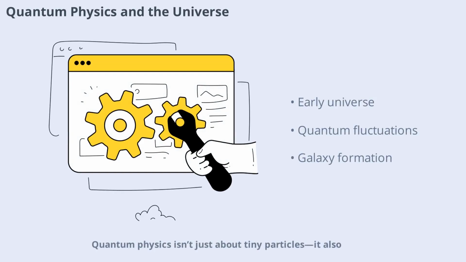Quantum physics isn't just about tiny particles, it also plays a role in the evolution of the universe. The early universe was governed by quantum laws, and quantum fluctuations may have seeded the formation of galaxies. Understanding quantum physics helps us answer big questions about the origin and fate of the cosmos.